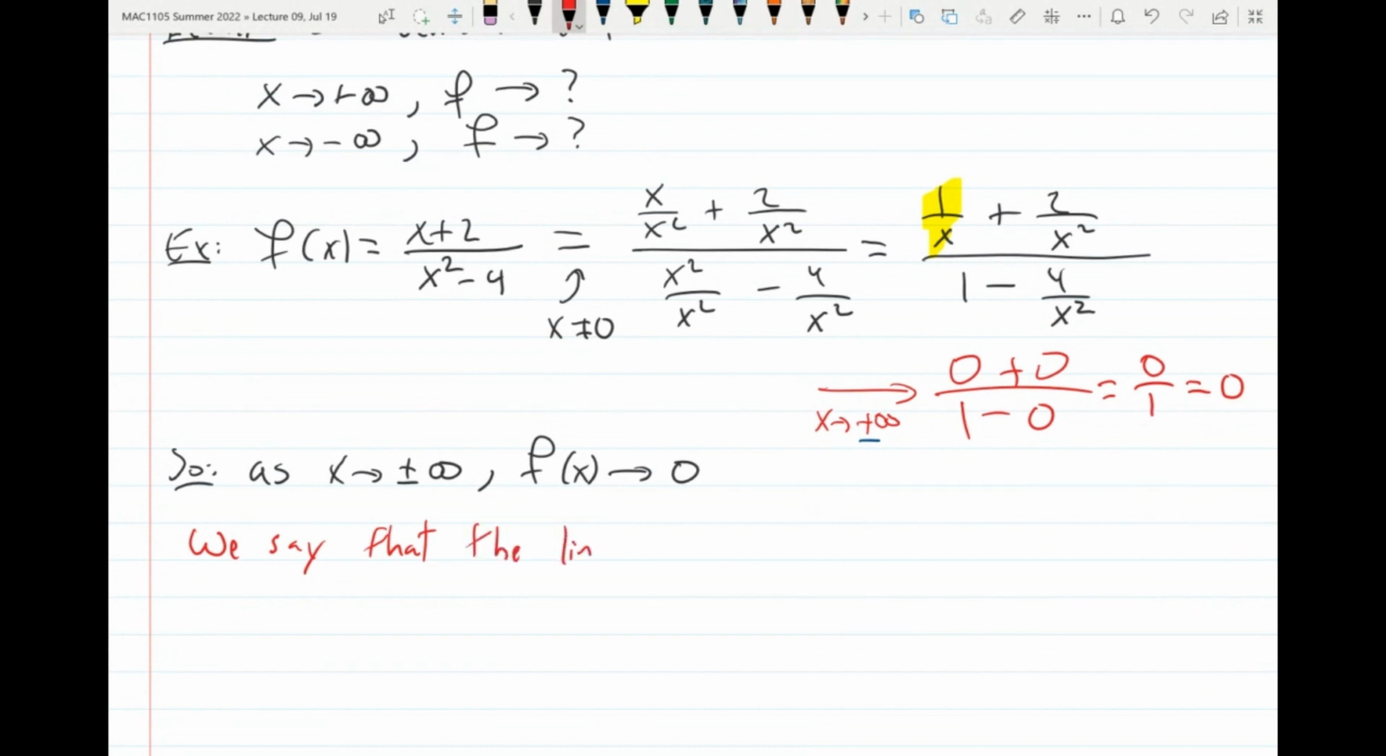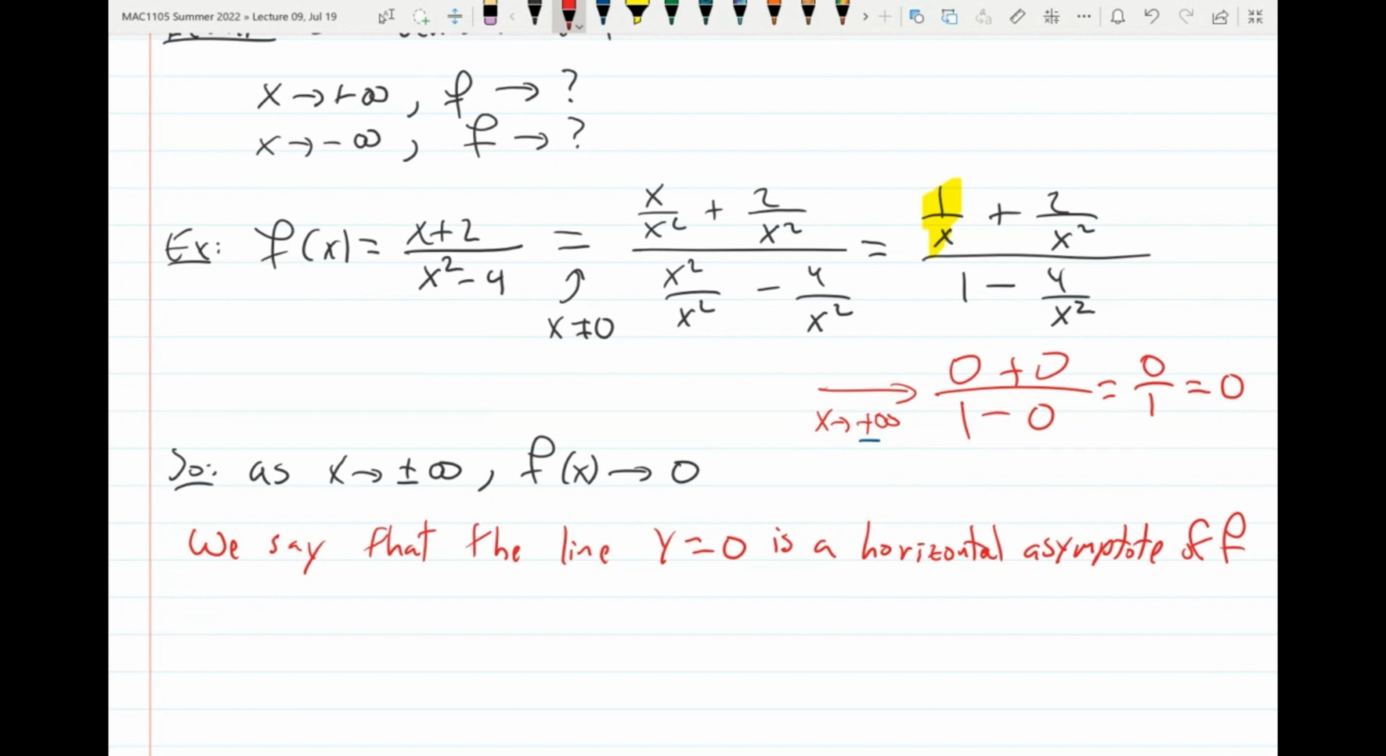So we say here that the line y equals 0 is a horizontal asymptote of f. Okay, so let me write down the definition, and then let's look over more examples, and then hopefully you will be able to understand the theory.